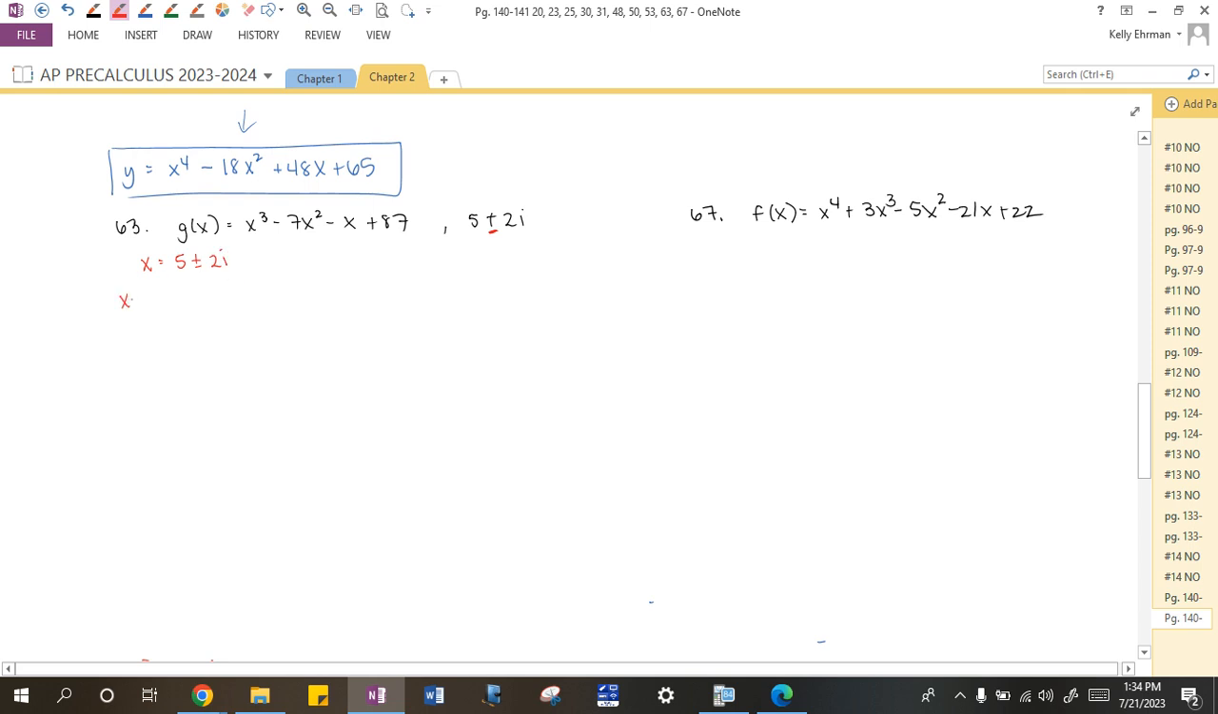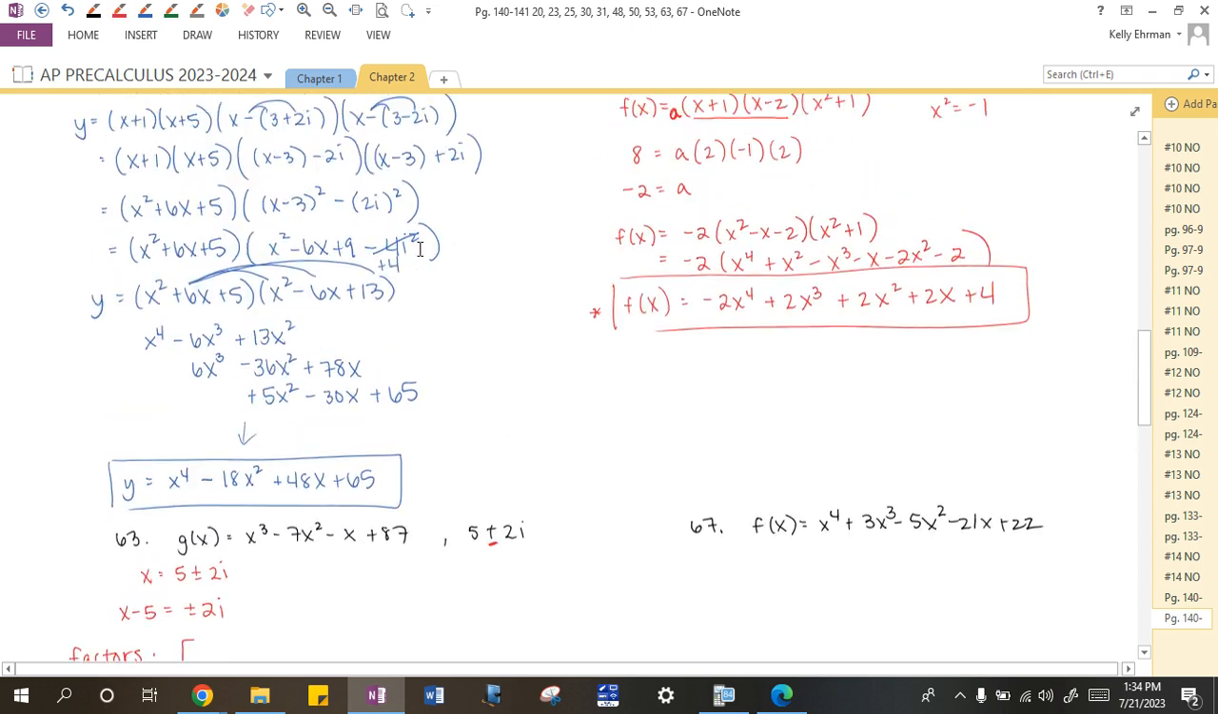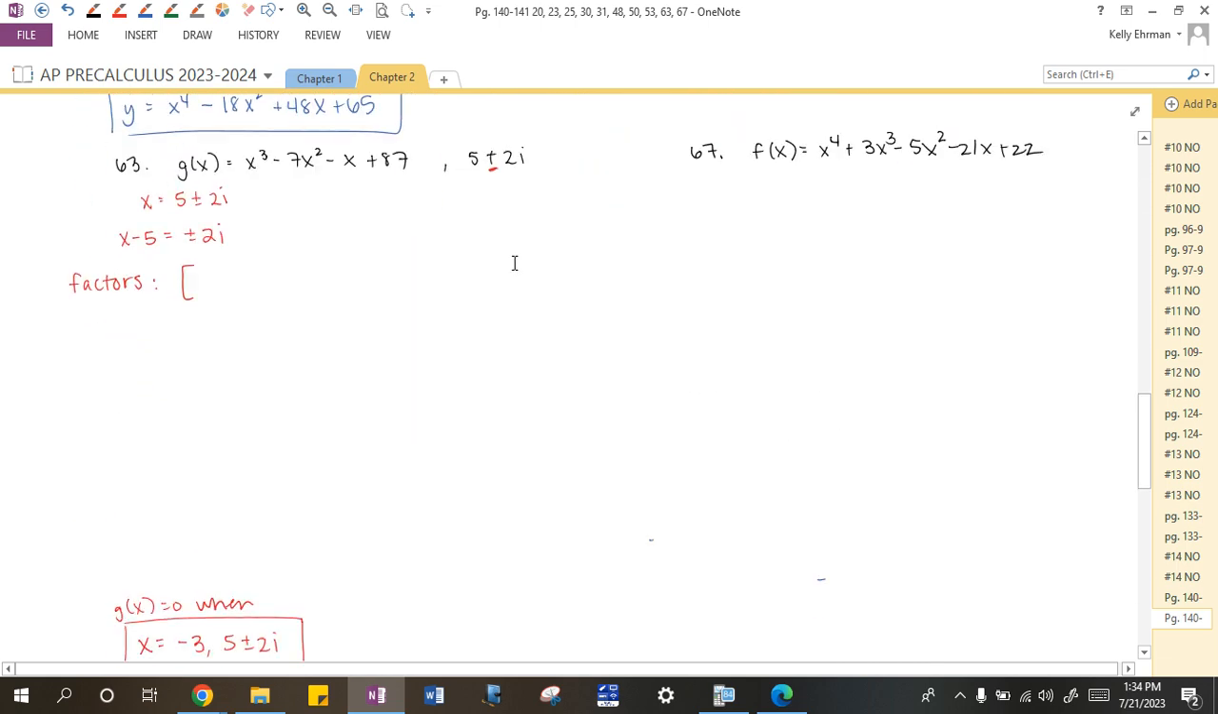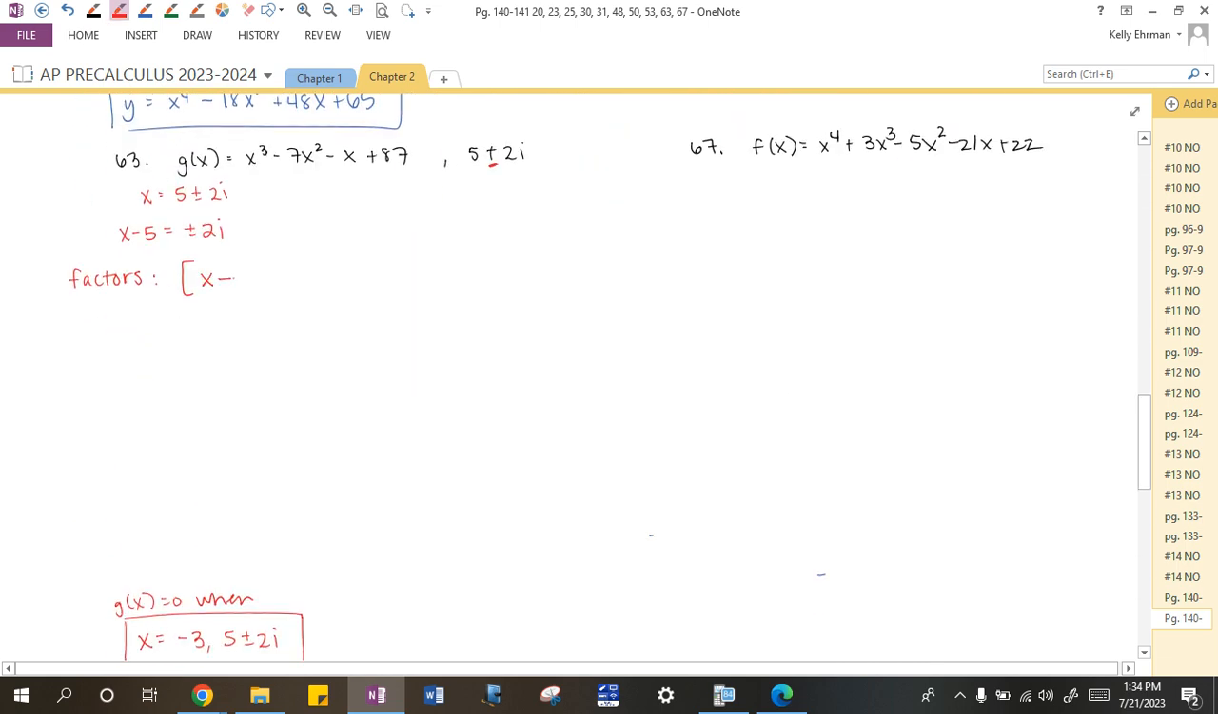So the factors, you could work on them like this. This is another way I thought to show how to square out these factors. You could square both sides at this point and work from there. But before we get to that, I want to say, okay, the factors would be, this is the same trick I did in number 50. x minus one of the zeros, 5 plus 2i. x minus one of the other zeros.